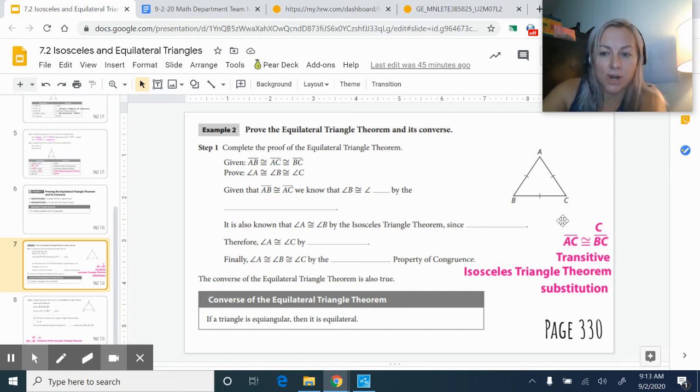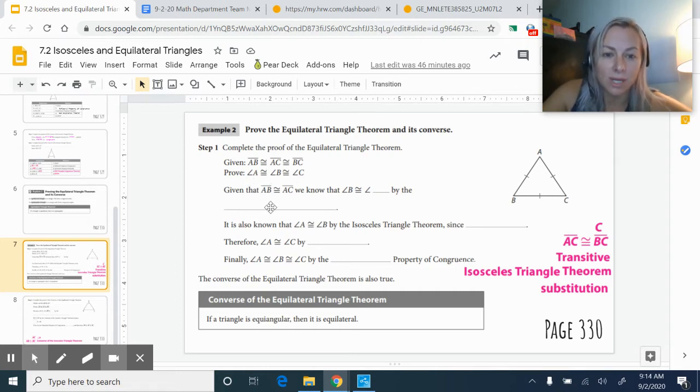Right here, I'm going to be dragging these pink words into the places they go. So prove the equilateral triangle theorem and its converse. Step 1, complete the proof of the equilateral triangle theorem. Given side AB is congruent to side AC is congruent to side BC, and that's what's shown in this picture. These little tick marks on all 3 sides of our triangle show they are all congruent. That's given. We're going to prove that all 3 angle measures are also congruent: measure of angle A, angle B, and angle C.